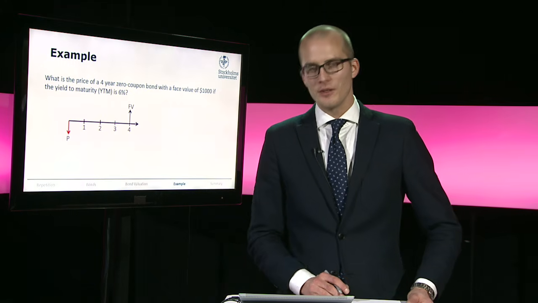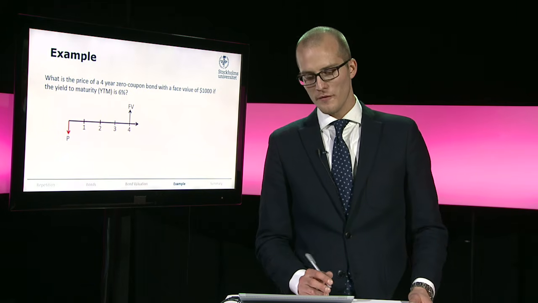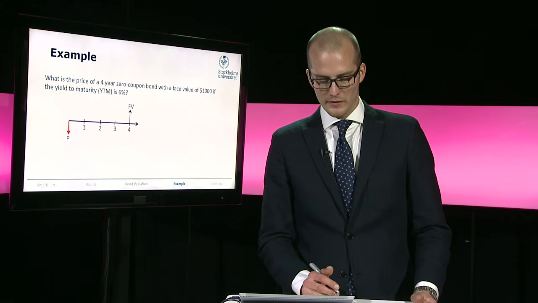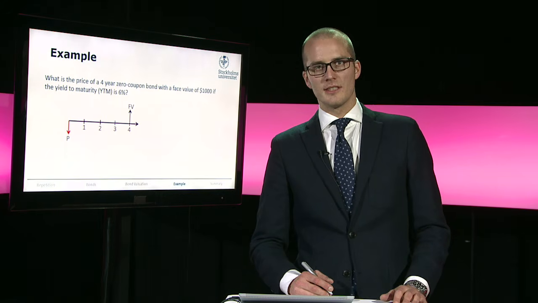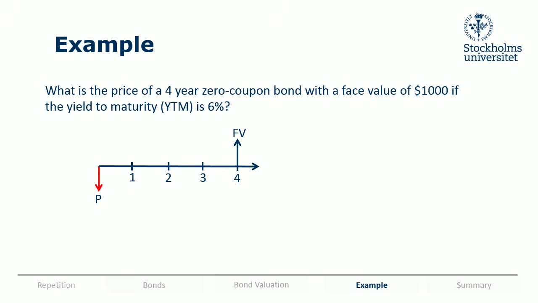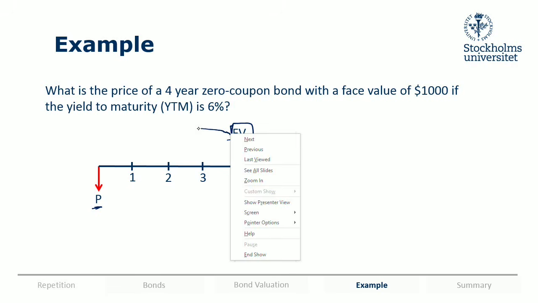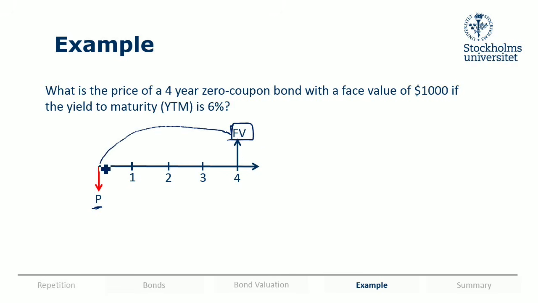What is the price of a 4-year zero coupon bond with a face value of $1,000 if the yield to maturity is 6%? Well, we can look at this as a cash flow stream or a timeline where we pay something today, the price of the bond, and receive something in the future, the face value. In order to price it, we discount it till today, just as we usually do.